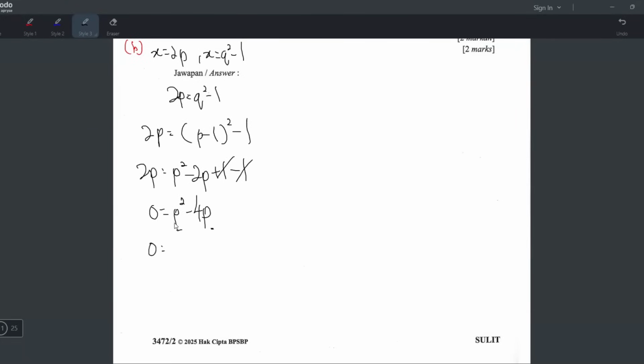And how do you do that? Just check P squared and 4P. You can see they both can divide by P, right? So just pull out the P from both terms, because they both can divide by P. So P squared divided by P left with P, and negative 4P divided by P, you get negative 4.